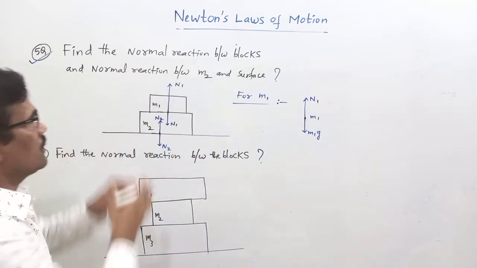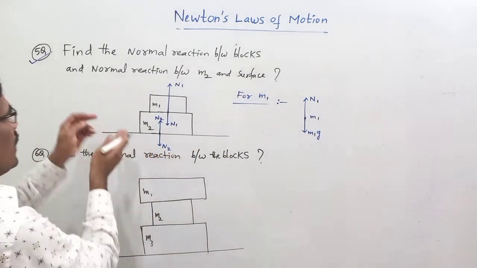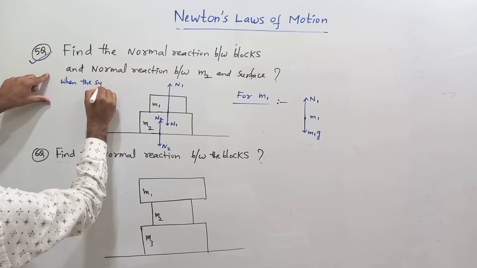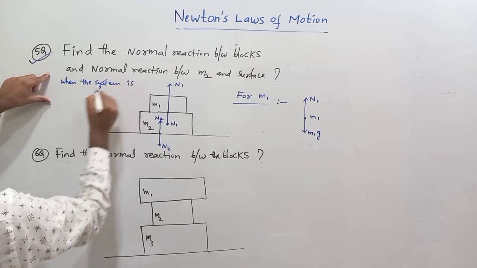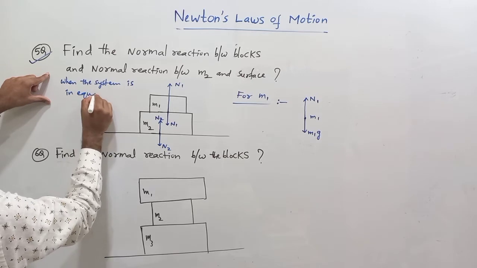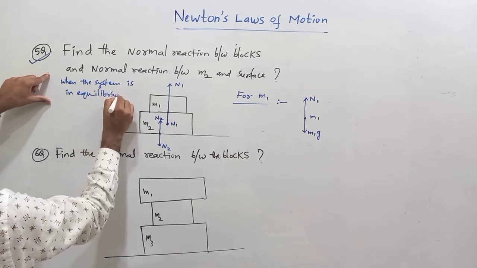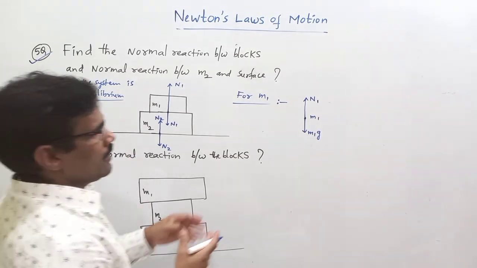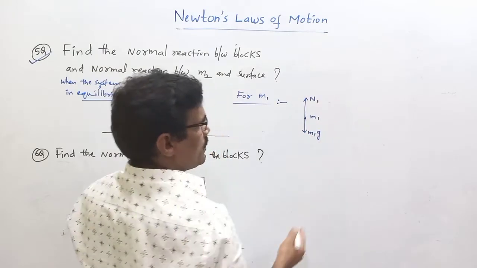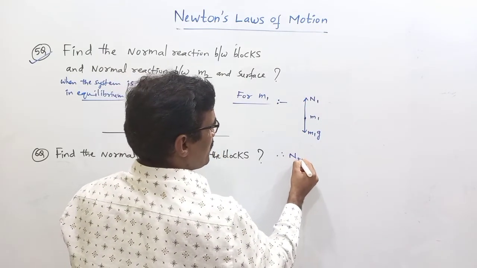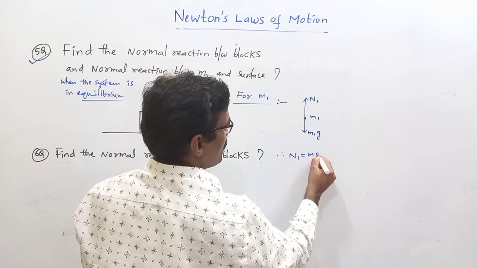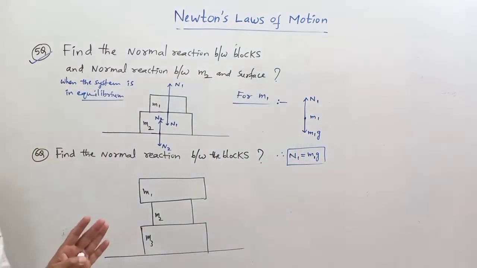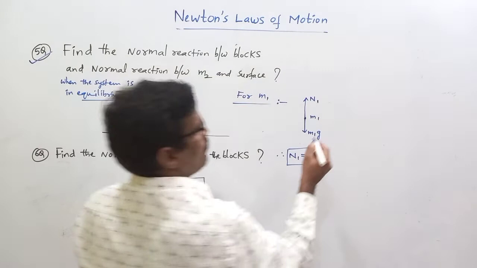This is M1. The system is in equilibrium. So here, when the system is in equilibrium, upward forces are equal to downward forces. Therefore, N1 is how much? N1 is equal to M1G. Clear? Right. What about M2?